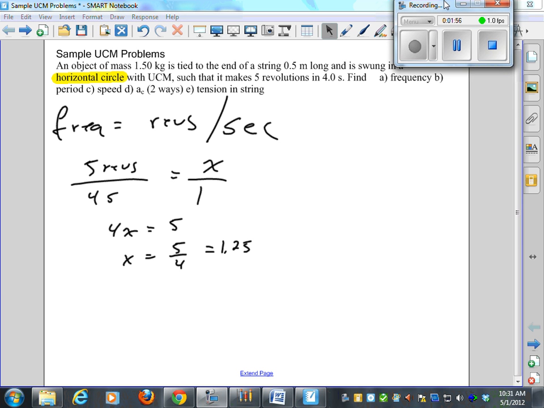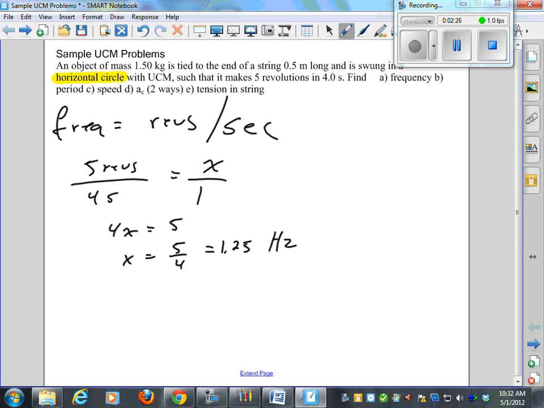Now, does anyone happen to know the unit for frequency? Hertz is correct, just like the rental car. That's actually Hz. If you look on the back of computers, when they talk about megahertz and gigahertz, that's what they're talking about. They're talking about frequency. How many cycles per second? How many equations can it solve per second? So 1.25 hertz.